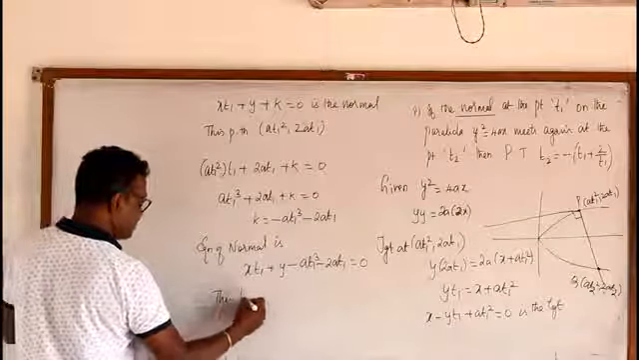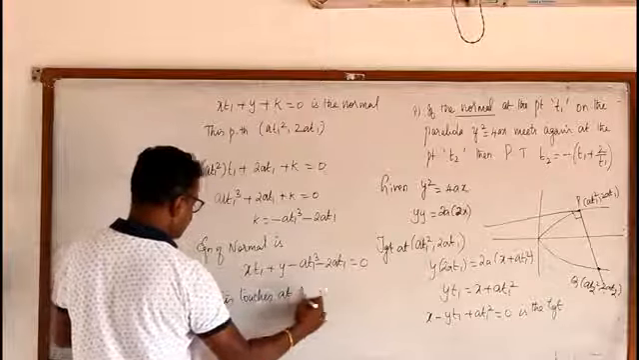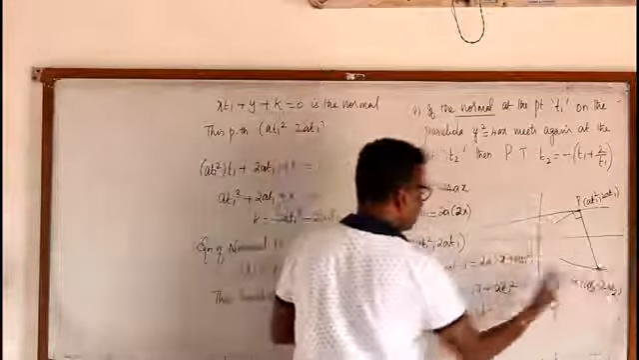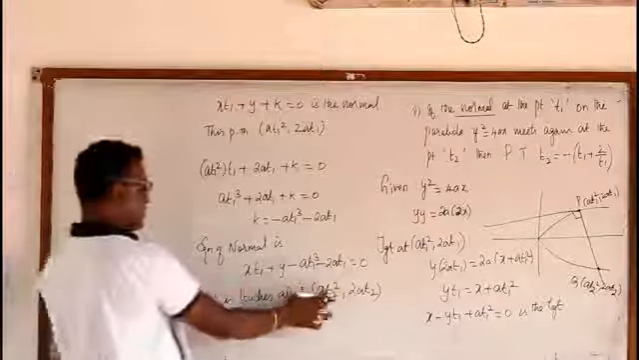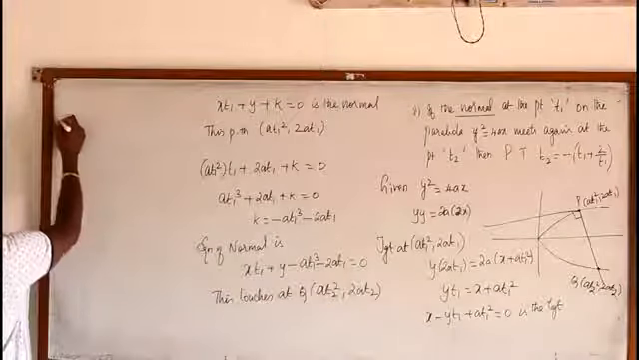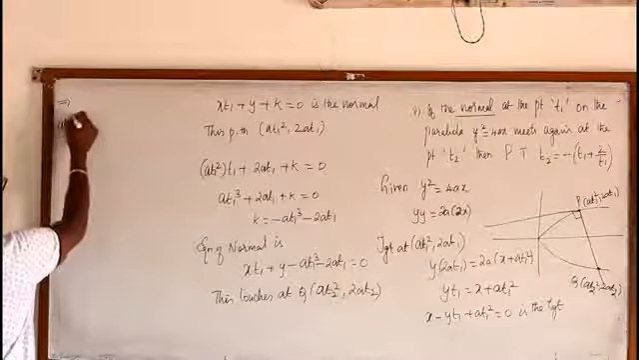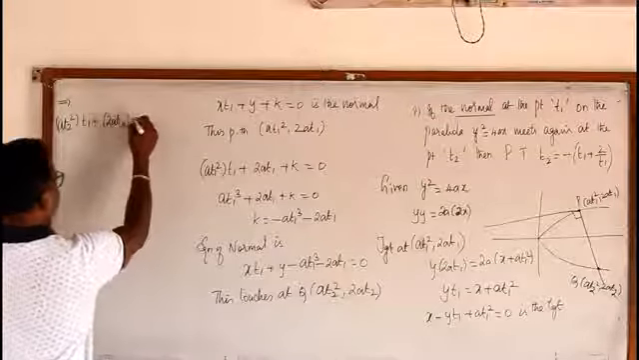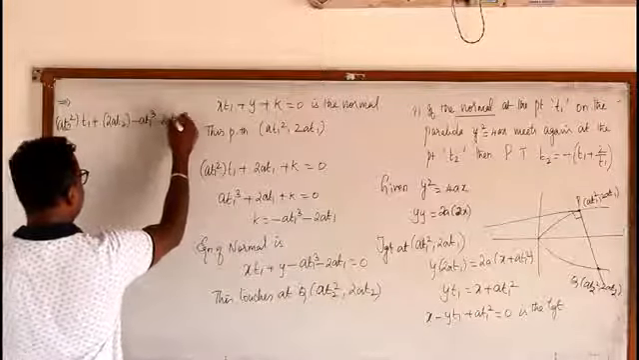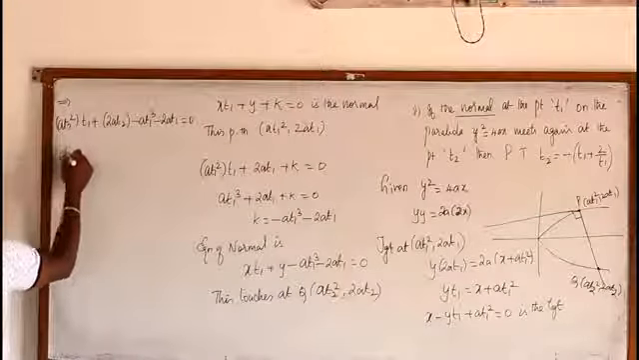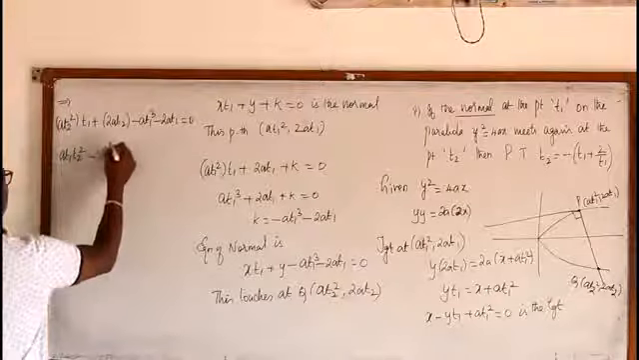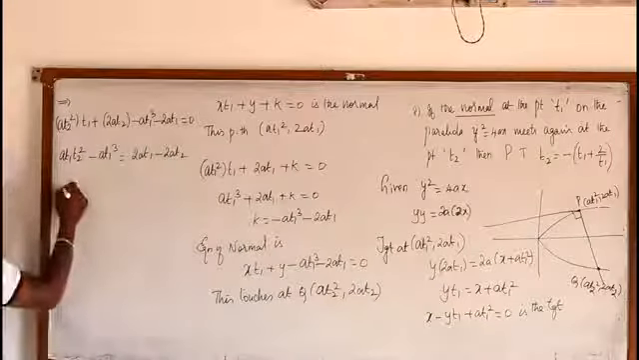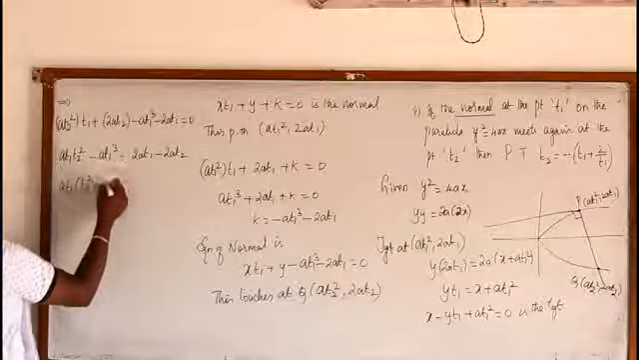Now this meets the curve again at Q of at2 square comma 2at2. This normal passes through Q at that point. That means x will take at2 square and y will take 2at2. Then substitute there. Instead of x, at2 square into t1, plus y as 2at2, minus at1 cube minus 2at1 equal to 0. Now we shall try to simplify it. at1 t2 square minus at1 cube, keep here. Then it is 2at2 minus 2at1. Here, at1 is common, so it is t2 square minus t1 square.